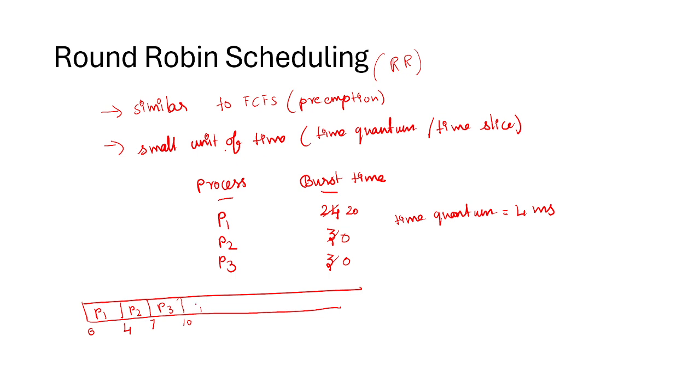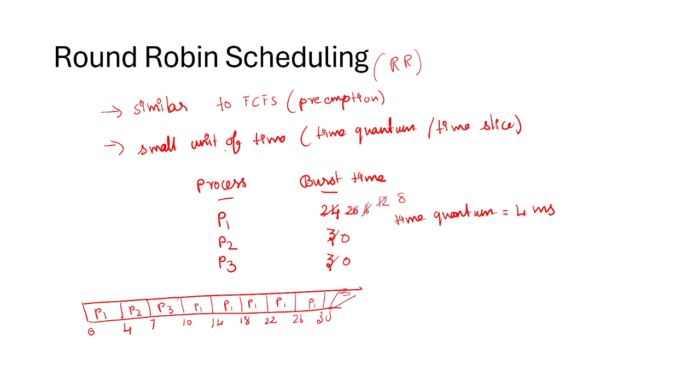So again, 14, then up to 18. At 14 the remaining will be 6, then now it will be 12. Again P1 goes to 22, now the remaining will be 8. Two more times are needed. So P1 again goes up to 26. The next time slice will be up to 30.